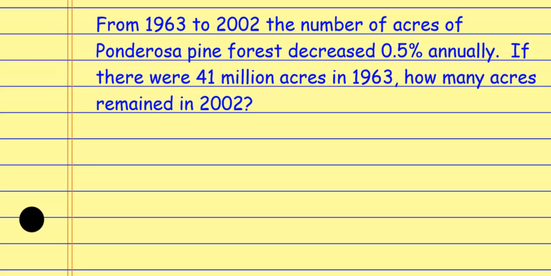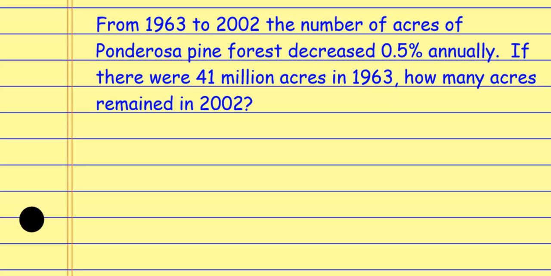Something like this guy, it says from 1963 to 2002, the number of acres of ponderosa pine forest decreased by 0.5% annually. If there were 41 million acres in 1963, how many acres remain in 2002? So first of all, from 1963 to 2002, we have to look at how many years that is. We take 2002 minus 1963, and we see that that's 39 years. That's going to be important because when we plug things into an equation, we don't plug them in in terms of the dates. We plug in the number of years that has passed.